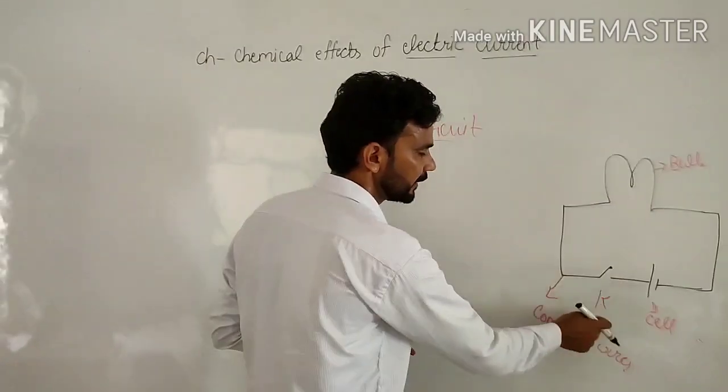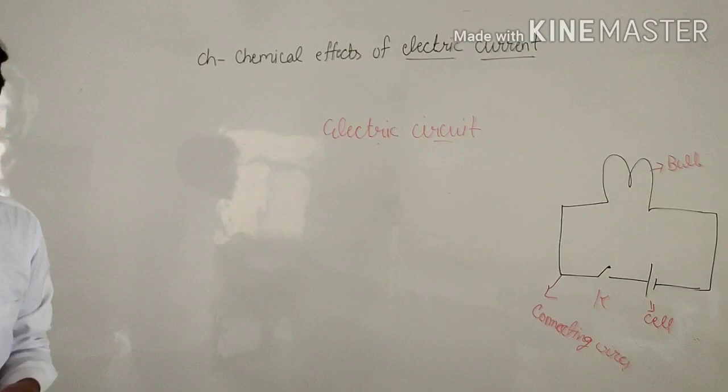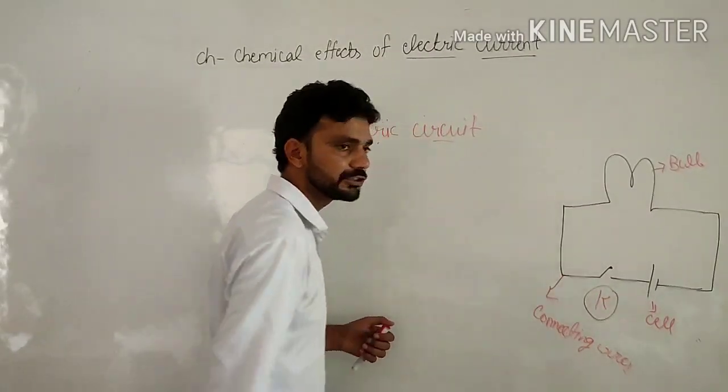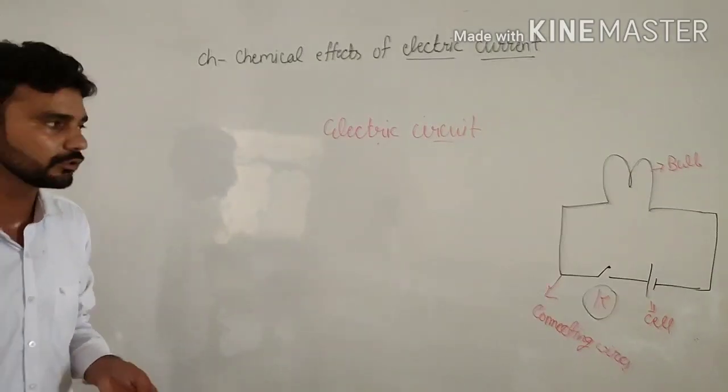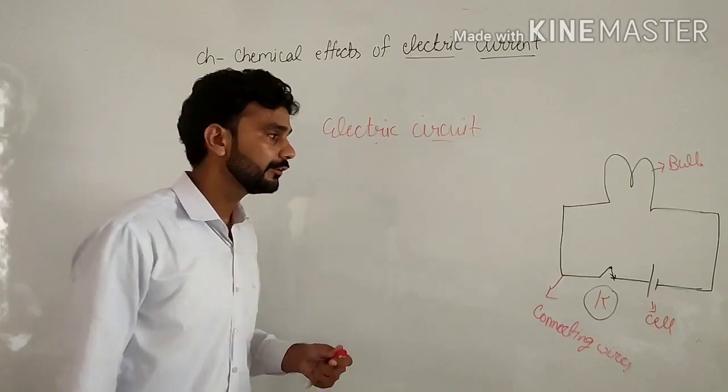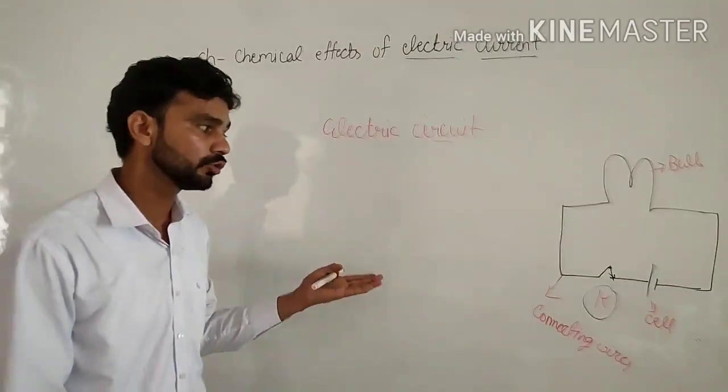What is a key? A device which is used to open or close the circuit is known as a key, or this is also known as a switch. We have two types of switch, open switch and closed switch. If the terminals are joined, then it is known as a closed switch. If the terminals are not joined, then it is known as an open switch.